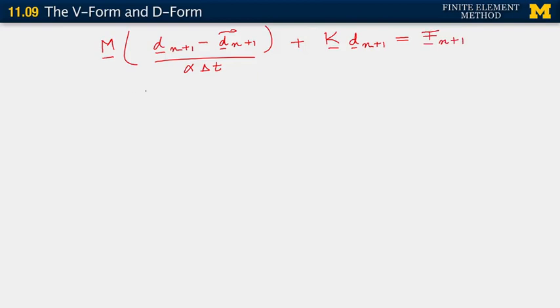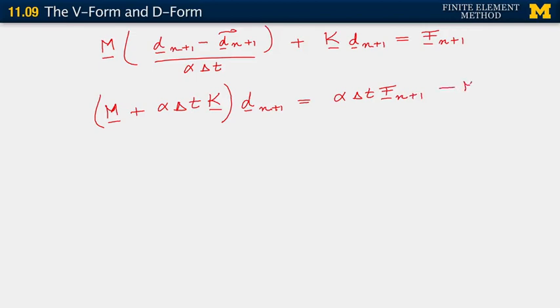And this again we reorganize by simply multiplying through by alpha delta t. Okay, so we get m plus alpha delta t k d at n plus 1 equals alpha delta t f at n plus 1 minus m d tilde at n plus 1.